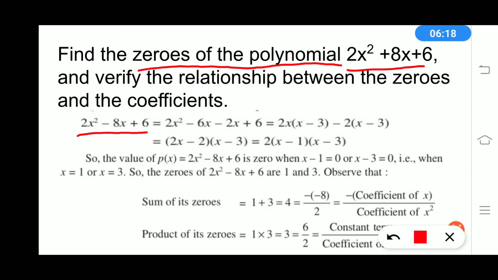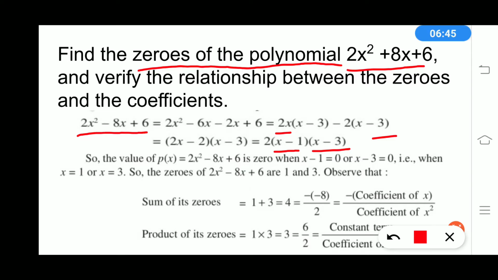So 2x twice x common, so x minus 3, here minus 2, so x minus 3, again x minus 3 common, so twice x minus 2, so 2 into x minus 1 and x minus 3. So after factorizing 2x square minus 8x plus 6, we get 2 into x minus 1 into x minus 3.